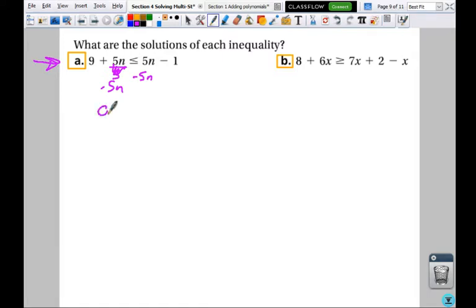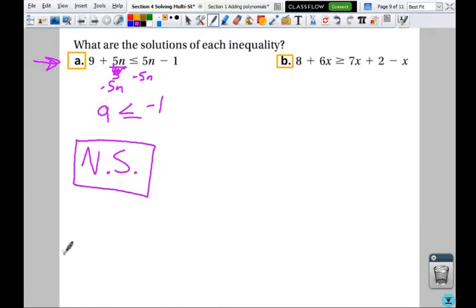So I got a 9. Then I have less than or equal to. What happens with that 5 in minus 5 in? Cancels out, it's gone, turns into a 0. There are different ways to say the same thing. But I got a negative 1 left over. Is 9 less than or equal to negative 1? No, that is not true. So what do we say when it's false? No solution. So my answer on this one is no solution. Or NS if you don't feel like writing it out.